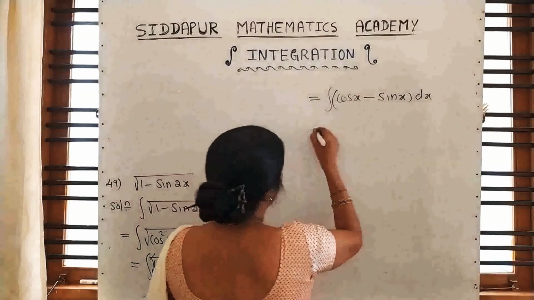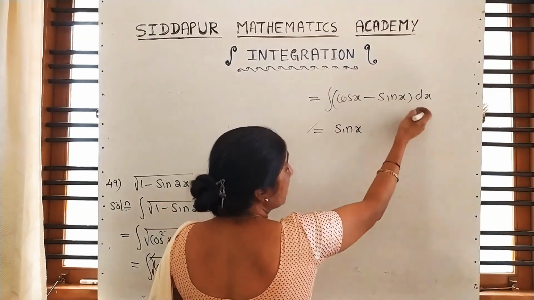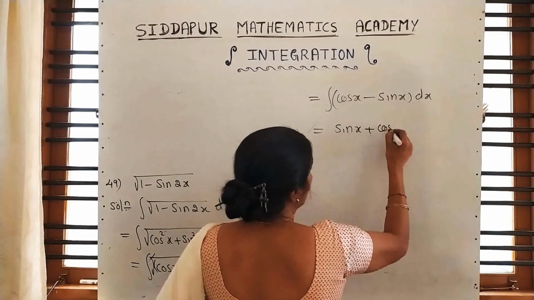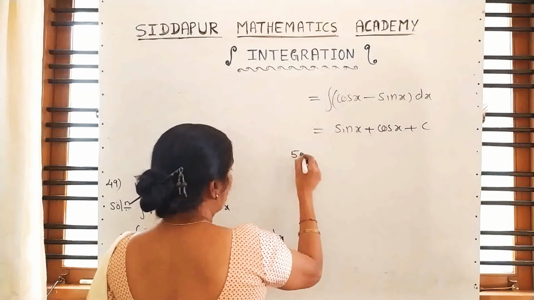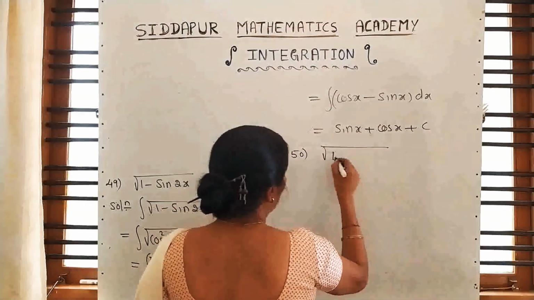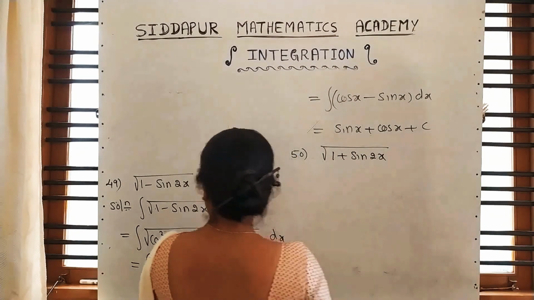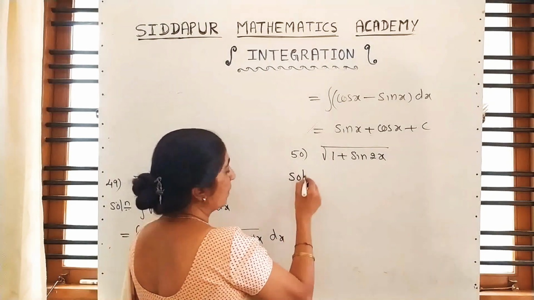What is integration of cos x? Integration of cos x is sin x and integration of sin x is minus cos x. Minus into minus becomes plus. Plus c. 50th question. It is root of 1 plus sin 2x. Is it exactly similar to previous or what? Only change is in the middle we have a plus.